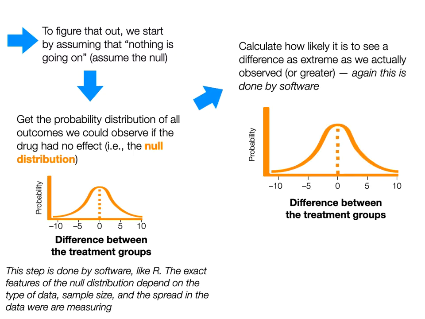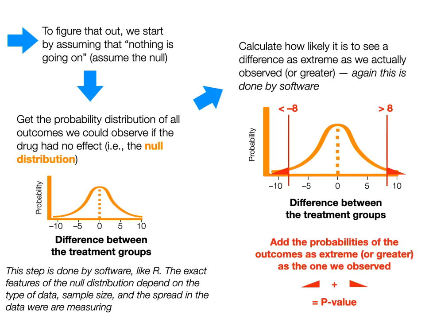Okay, so the next thing that happens is we calculate, or our software calculates, how likely it is to get a difference as extreme as we actually observed or more extreme. And this is our p-value. And again, this is done by software. So in our observed data, we got a difference of 8. So the people in the drug group had 8 fewer bad events than the people in the placebo group. And the software calculates the probability of getting that kind of a result if the null was true. It adds up the probabilities for anything either that extreme or more extreme, and that is our p-value. So if the null was true, that's the probability of getting the data we observed.